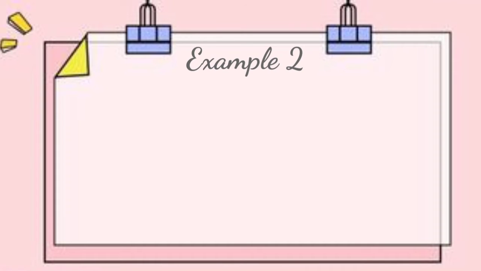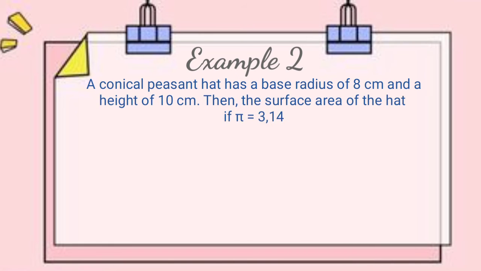Okay, next we look at example 2. The question: a conical piston head has a base radius of 8 centimeters and a height of 10 centimeters. Then the surface area of the head, if π is 3.14, is? Solution. From the question we know that the radius is 8 centimeter and the height is 10 centimeters. First, to find the total surface area of the cone, we need the slant length of the cone. Instead of the perpendicular height, the slant length or s can be found by using Pythagoras theorem.